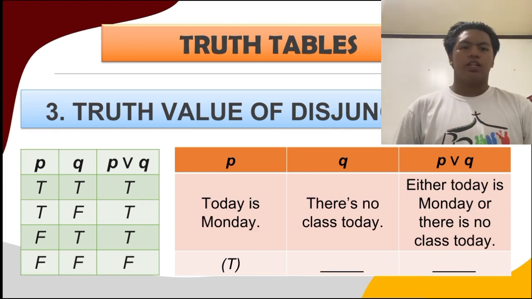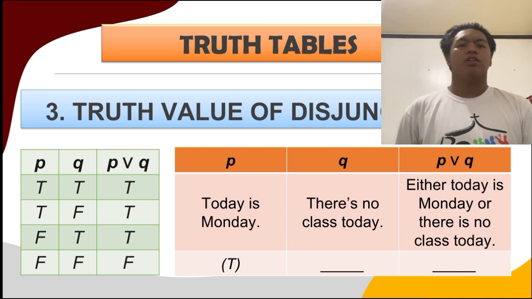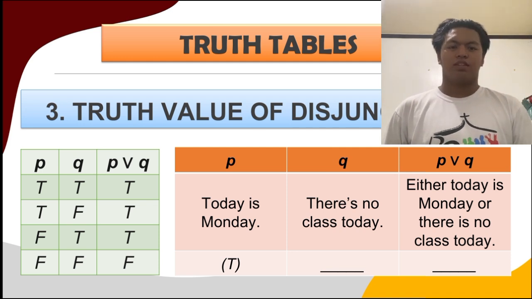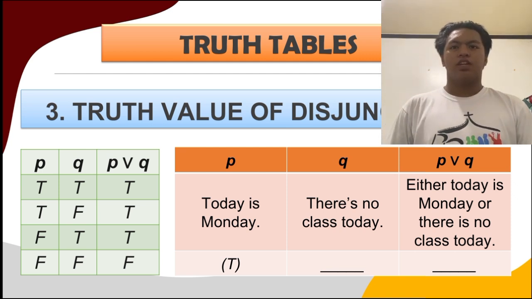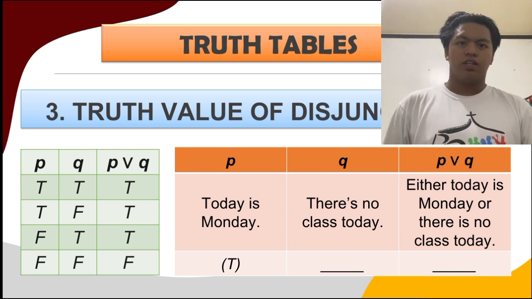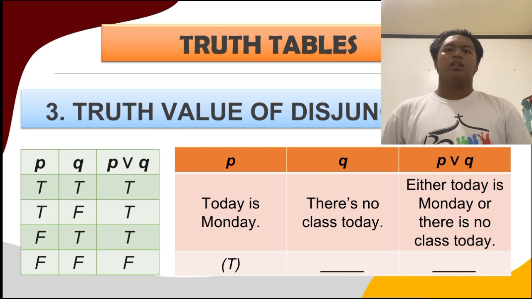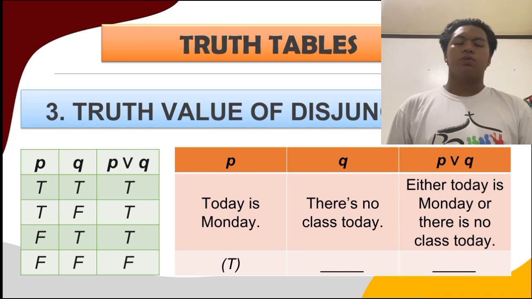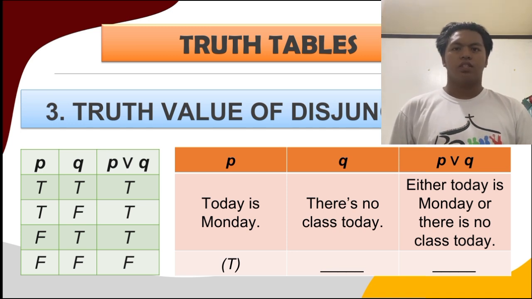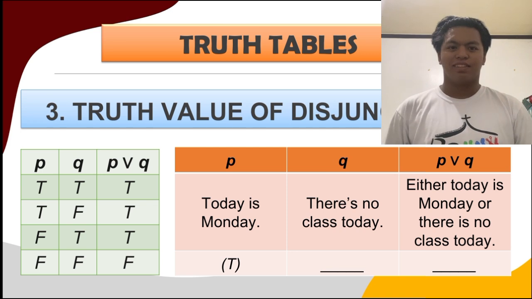So, let's try this one. Today is Monday. And that is true. The second statement is, there is no class today. So, the compound statement is either today is Monday or there is no class today. The answer is what?